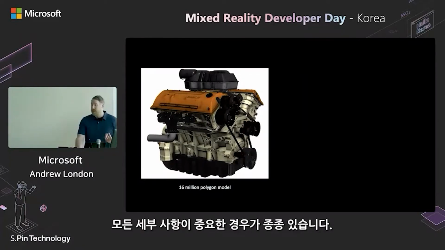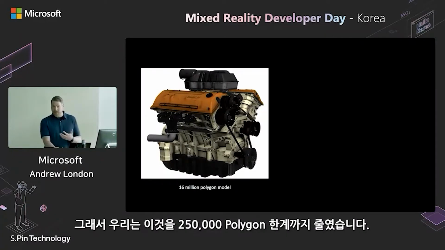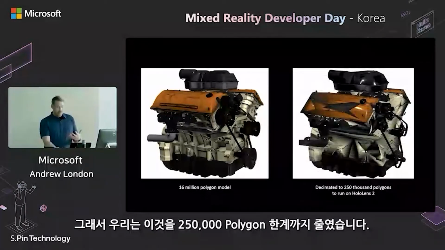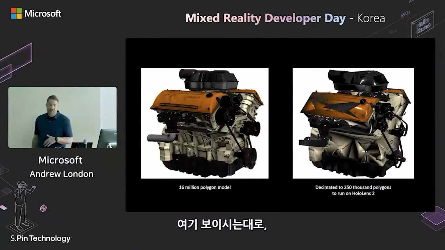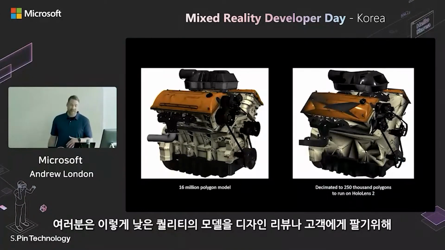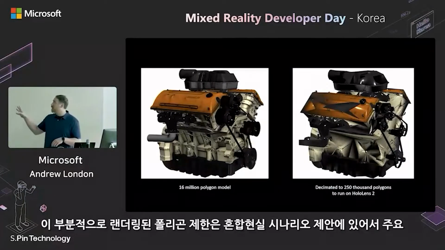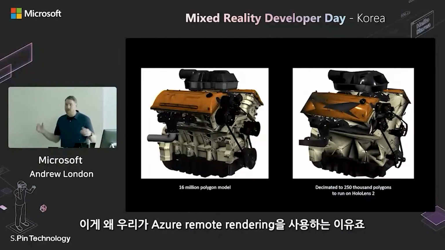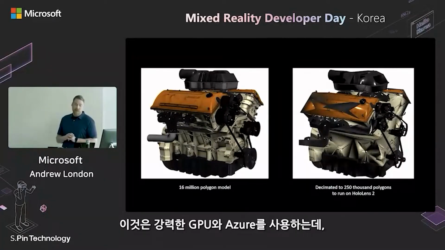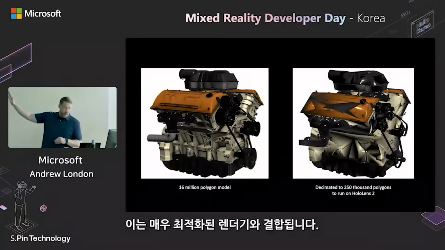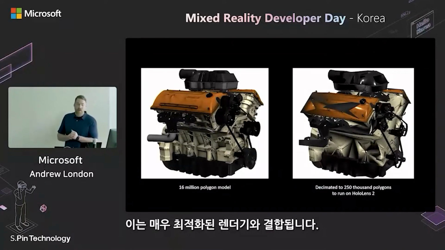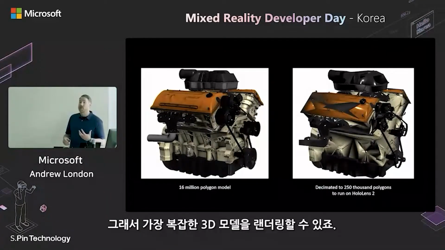In a lot of business scenarios, it's often the case that every detail matters. So if we decimated this down to the 250,000 polygon limit, you'd see something more like this. You couldn't use this low-quality model for design review or for selling to a customer. This locally rendered polygon limit is a blocker for key mixed reality scenarios. And that's why we built Azure Remote Rendering. It uses powerful GPUs in Azure, coupled with a highly optimized renderer, and it can render even the most complex 3D models.